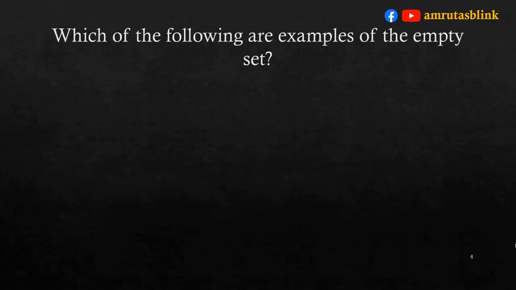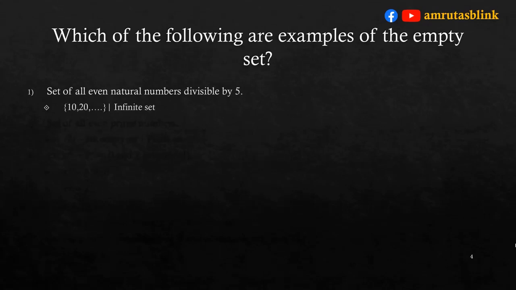Moving to next question, which of the following are examples of empty set? Set of all even numbers divisible by 5. Now can we find out such even numbers which are divisible by 5? Yes, we can find out such numbers as 10, 20, 30, 40. All these are even numbers which are divisible by 5, and there is no limiting condition added, so that's why it will be infinite set with the elements 10, 20, 30 and so on.